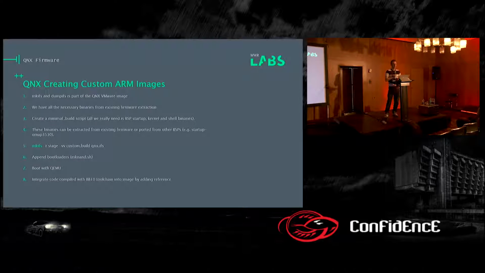But that only allowed me to do x86. Really, I wanted to create my own custom ARM images as well, and you can do that too. Using all the tools, you create a build script and specify what binaries you want within it, then run the build tools, append your bootloaders, and boot that in QEMU. That's pretty cool because you can write a fuzzer, integrate it with your IFS image, and then run that on the platform.